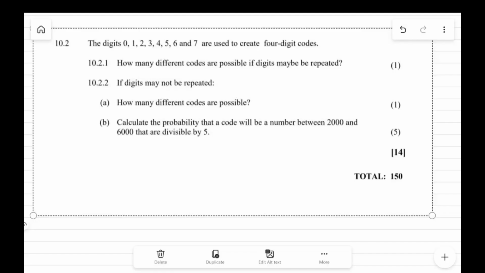Okay, we are going to be looking at the counting principle. This is a very interesting question that we have. A lot of students don't get this question, but if you stay tuned, you will understand it.